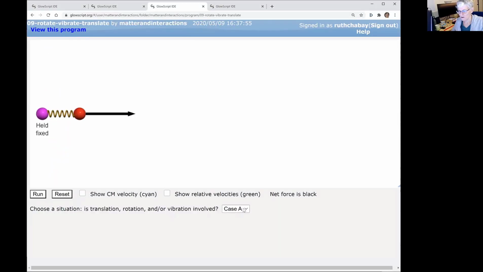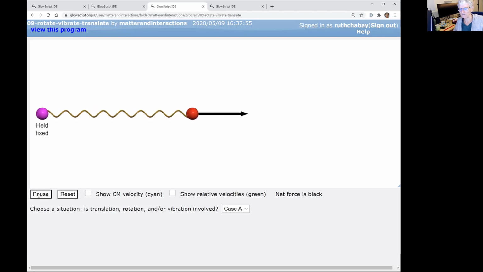So let's go back to the Python here. Let's consider a simple case. We have a system that's now two masses connected by a spring. The black arrow is a force, so there's a force applied here. And this magenta end, the left end of this mass, is held fixed, but the right end is free to move. So let's see what happens here.